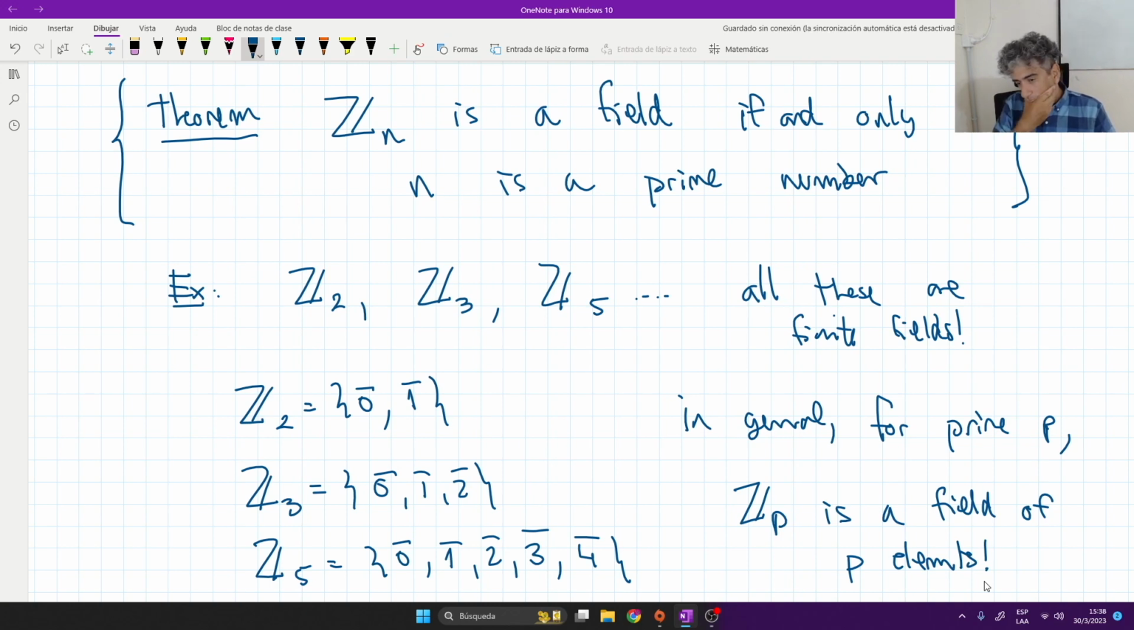So there are finite fields. We can construct them using equivalence relations. We're going to show in the next video how we can visualize finite fields and how we can actually build more complicated fields using finite fields. And also recurring to polynomials, right?